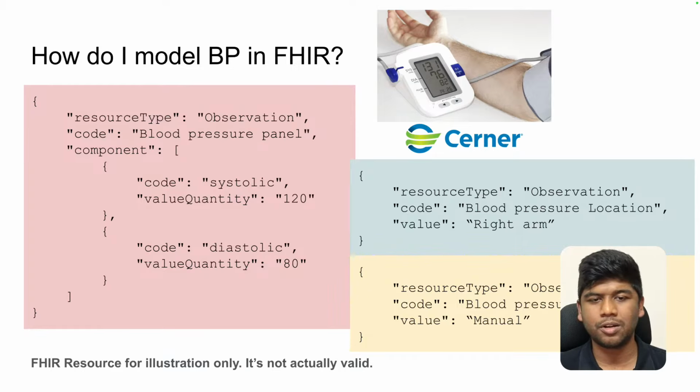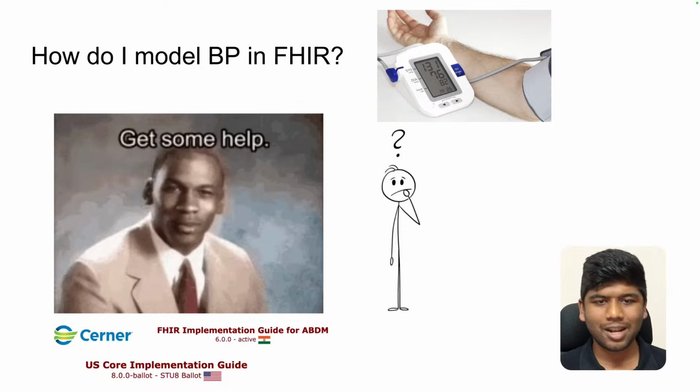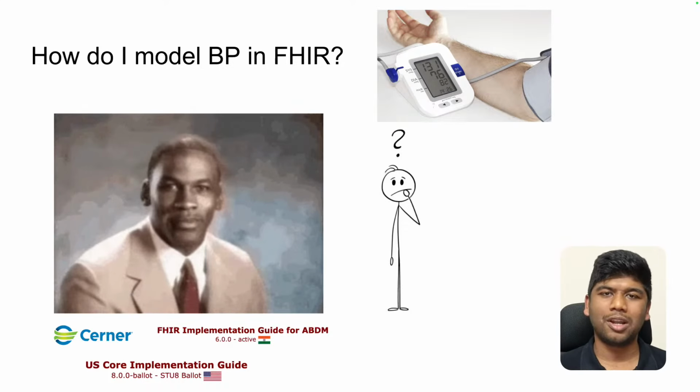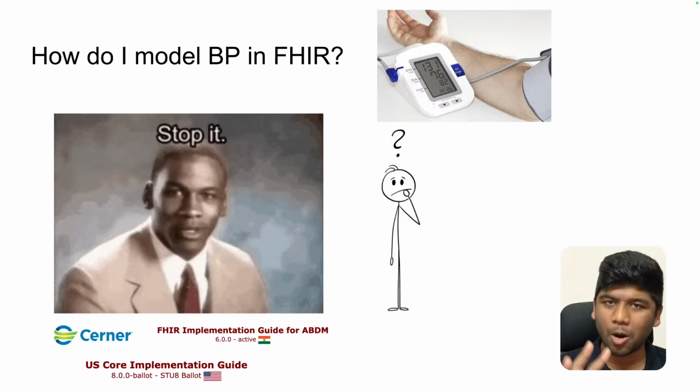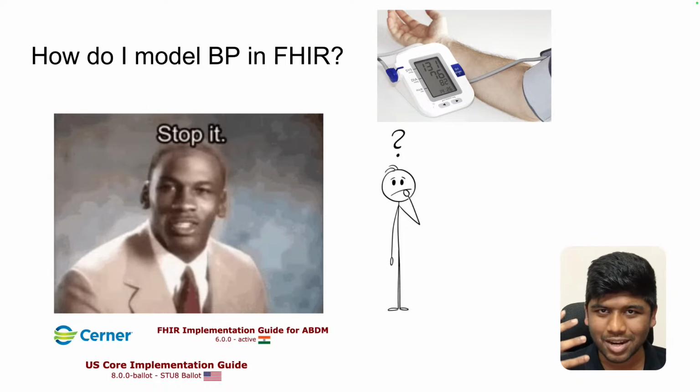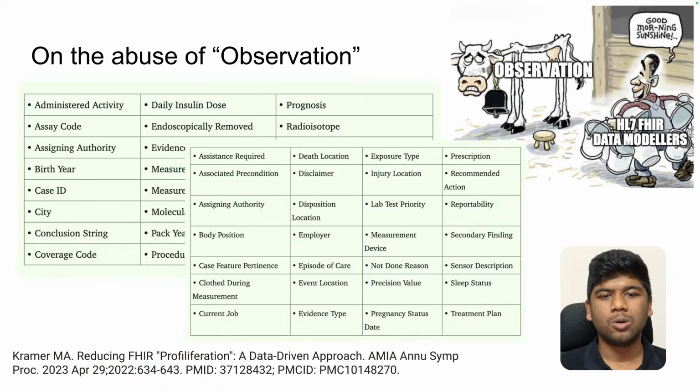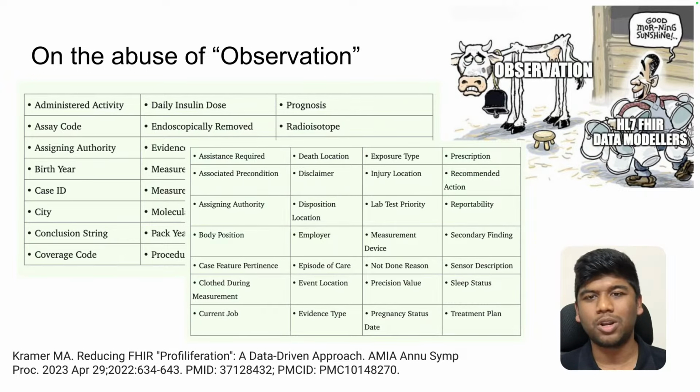Like this is Cerner's version. So I was just like, what is going on here? Please, how do I model blood pressure? I just need an answer to that. So I read a little bit more about this, and there is this whole thing about abusing resources for different things. Everybody uses observation for almost everything, and they just go crazy with how exactly something is modeled. You just have observation with components, literally, you can do that.